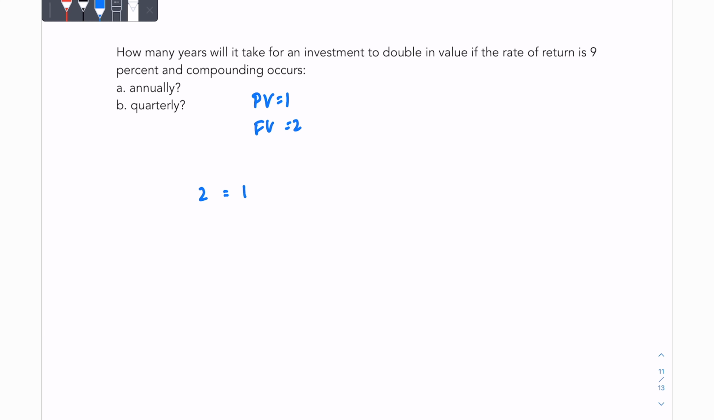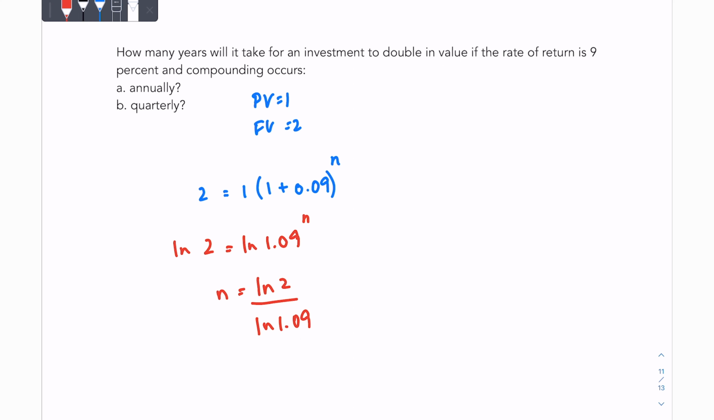So 2 equals 1 times 1 plus the rate. At annual compounding, I'm just going to leave my rate as 9%, and I'll put that to the power n. If I simplify this, I end up with 2 equals 1.09 to the n. You could log both sides, and your n is the log of 2 divided by the log of 1.09. So it would take 8.04 years.